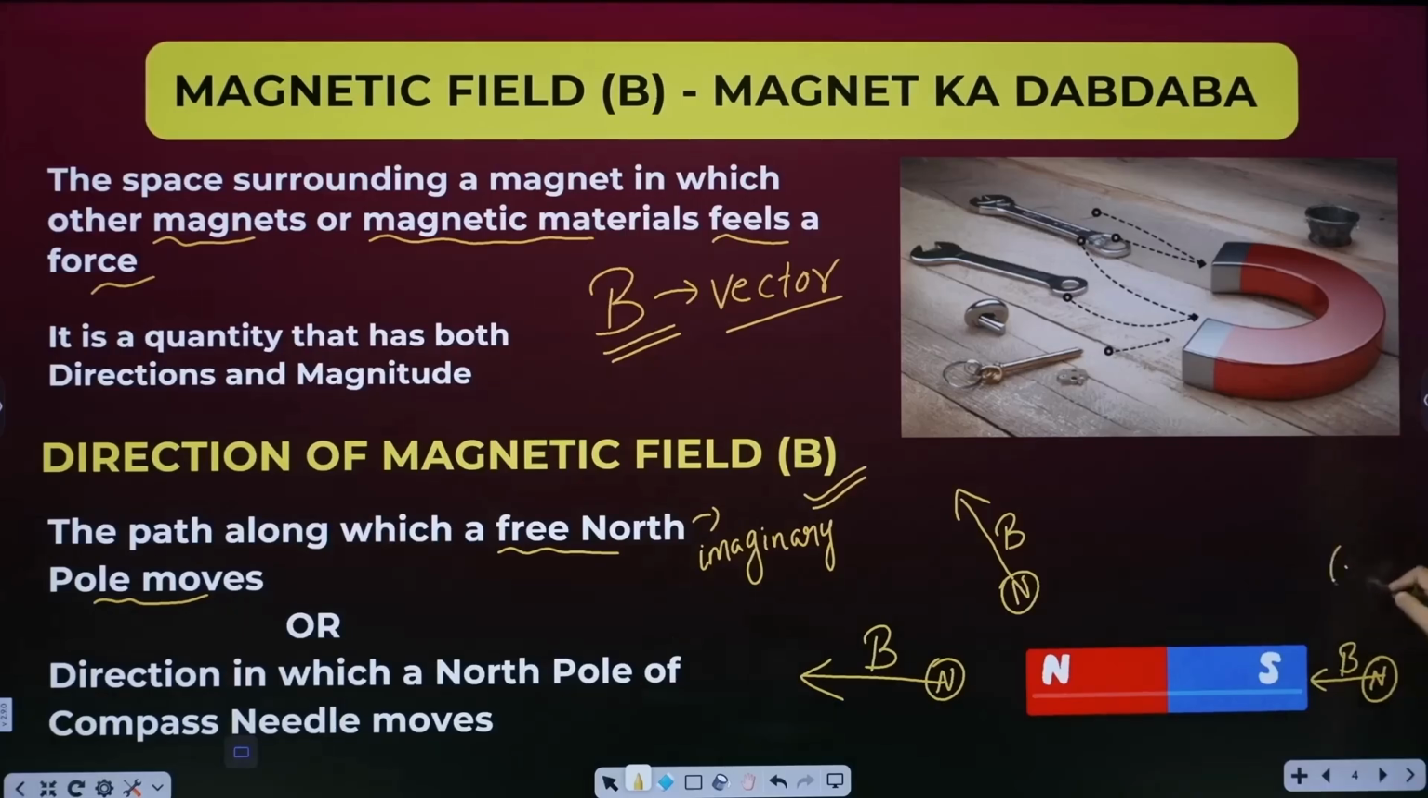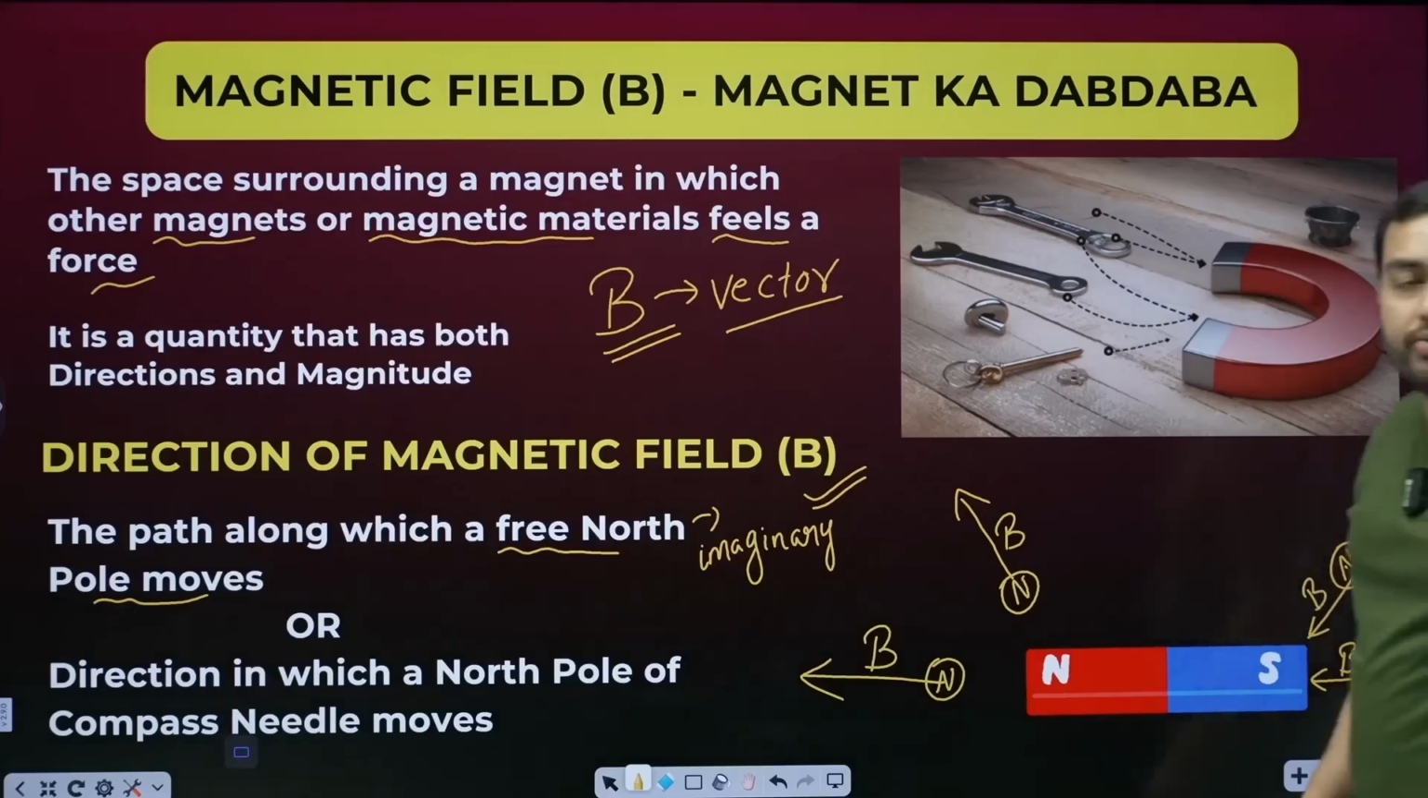I need the direction here. I place a north pole. It is the south pole. It will attract the north pole toward itself. This becomes the direction of the magnetic field.